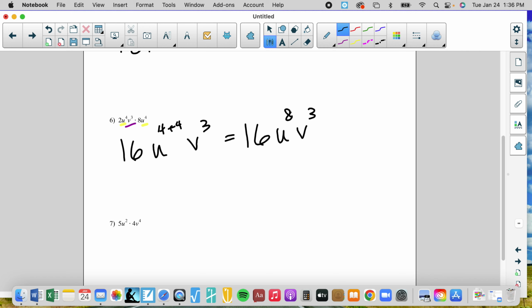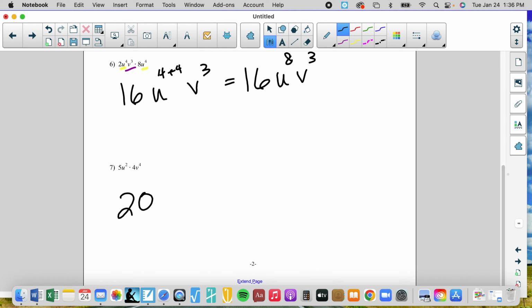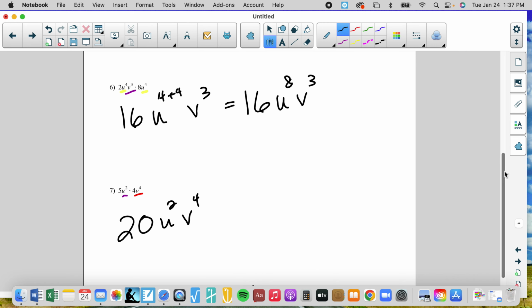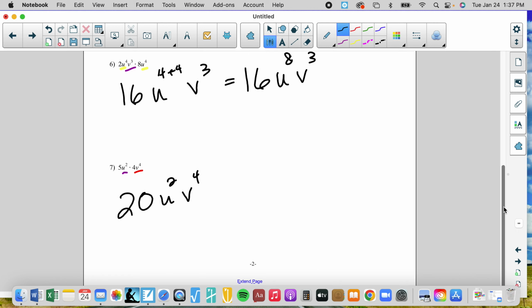Number 7, coefficient times coefficient. 5 times 4 is 20. Now here's the trick one. U doesn't have a partner, so you have u squared. V doesn't have a partner, so that's v to the 4th. Remember that your variables have to be in alphabetical order. U comes before v, but we cannot combine those exponents to make to the 6th. The only time we add exponents is when we have like bases. And these are different bases. The base is u and the base is v.